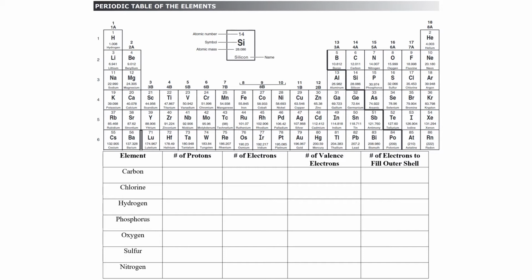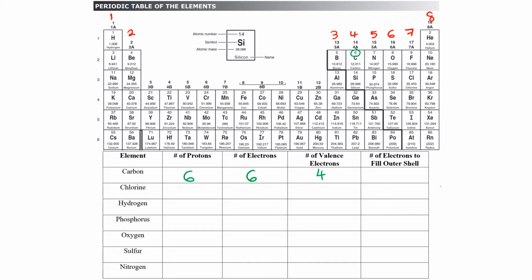So carbon, the number of protons would be 6. So I write down 6. It is not an ion, so it should have the same number of electrons as well. For the valence electrons, I'm going to label this at the very top of the periodic table. There's 1, 2, 3, 4, 5, 6, 7, 8. So this tells us the number of valence electrons. So carbon, I see a 4 there. So that's the number of valence electrons for carbon.